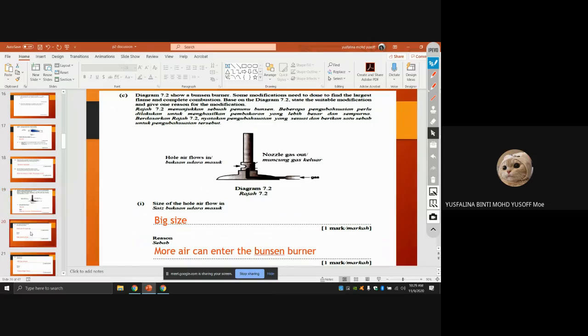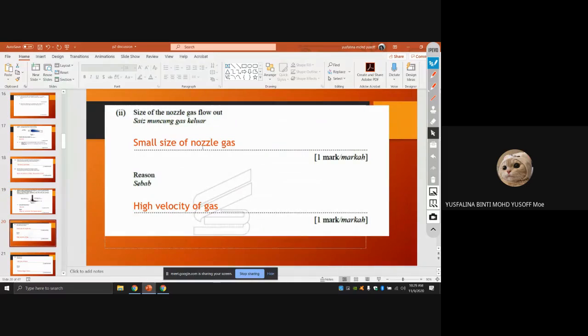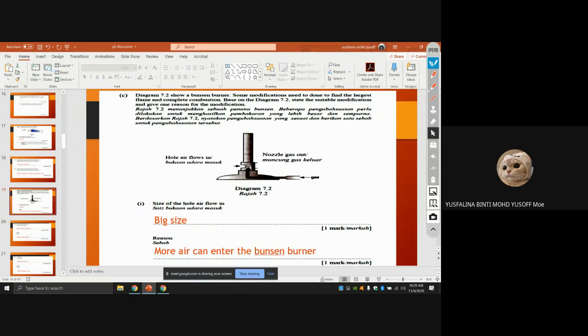Why? Because when the size of the nozzle is small, you will produce a high velocity of gas. If the nozzle has a small hole, the velocity is high. Using Bernoulli, when the velocity at this part is high, the pressure will be low. Then the atmospheric pressure is high, and it will push the air to flow into the Bunsen burner.